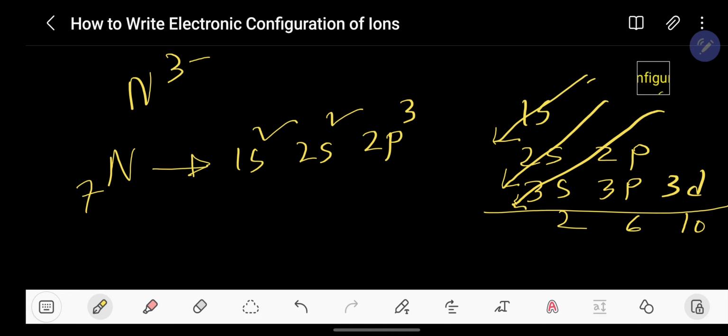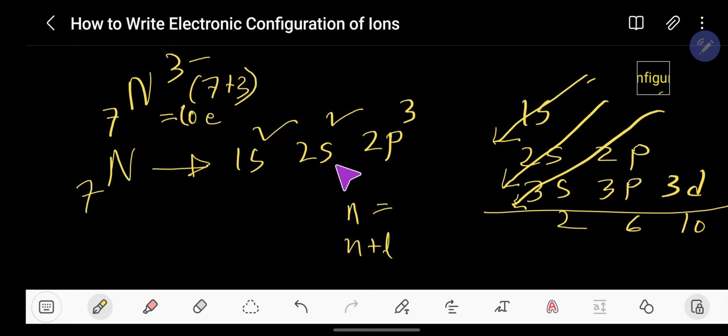Okay. Now this nitrogen, look, its atomic number is 7. This is fixed, that is it has 7 protons. But for the negative charge, this nitride has 7 plus 3, that is 10 electrons. 7 protons neutralize 7 electrons, but we have 3 more electrons, right? That is why we are placing here 3-. So these additional 3 electrons will enter into the highest value of n, or n plus l in the second step. So the highest value of n here is 2.